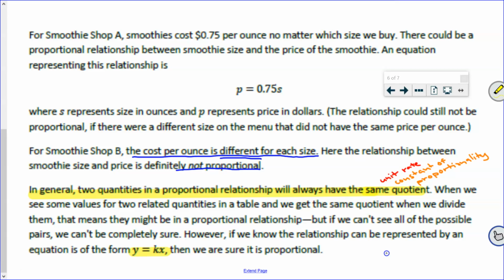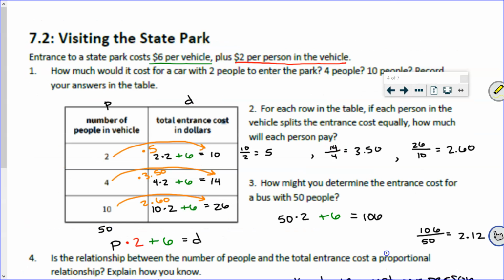So I want you to make sense of that by going all the way back to that original problem, the bus and the cars in the state park. Were we still able to find a relationship and even write an equation? Yes, but notice the form of that equation. It says p times 2 plus 6 equals d, or in other words, I could say 2p plus 6 equals d. I could rewrite that to be d equals 2p plus 6. Let's compare it to what it just said. They would be in the form y equals kx.